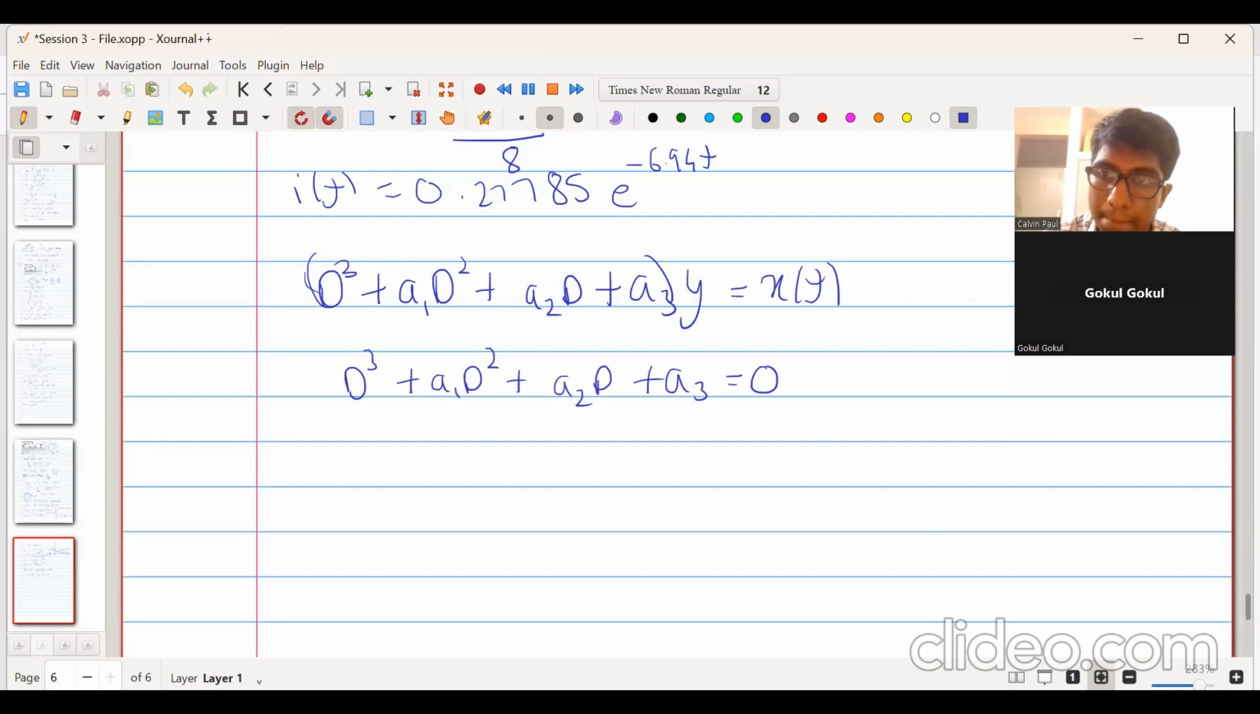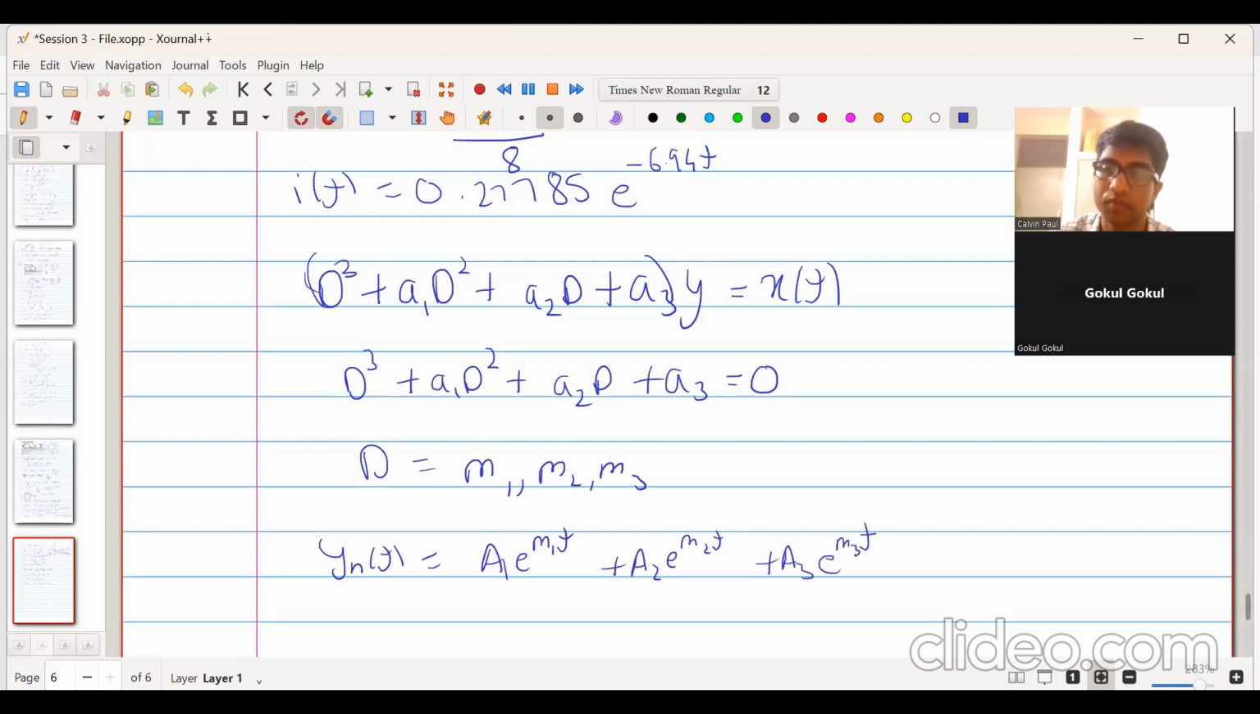So now when we find the roots of the equation, we will get some roots equal to m1, m2 or m3. And so the natural response of the system will be given by a1 into e to the power m1t plus a2 into e to the power m2t plus a3 into e to the power m3 into t.